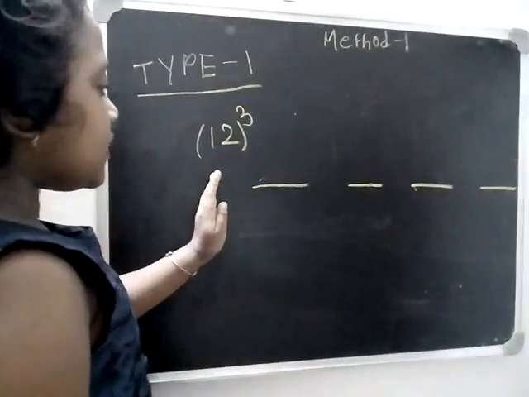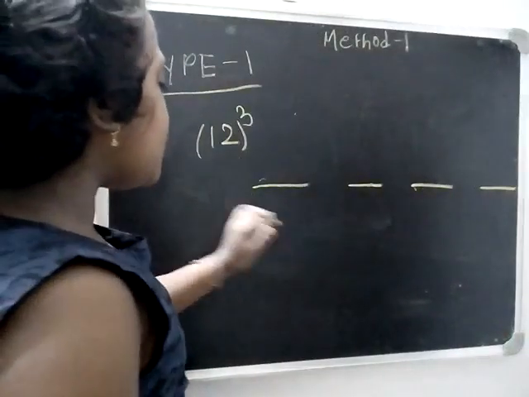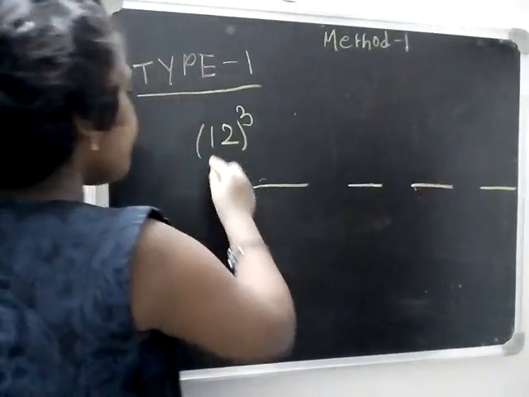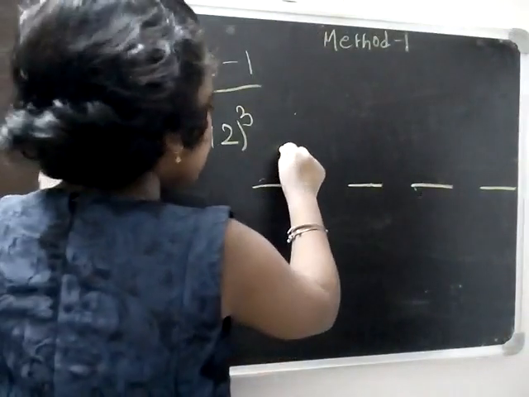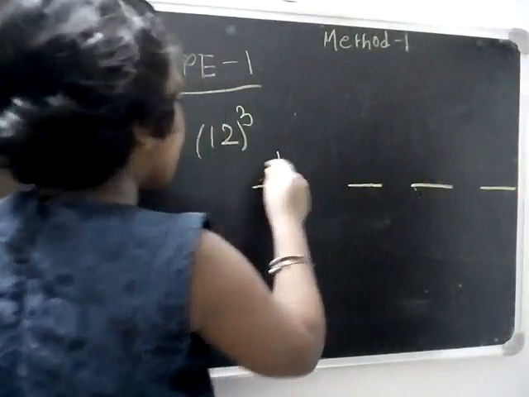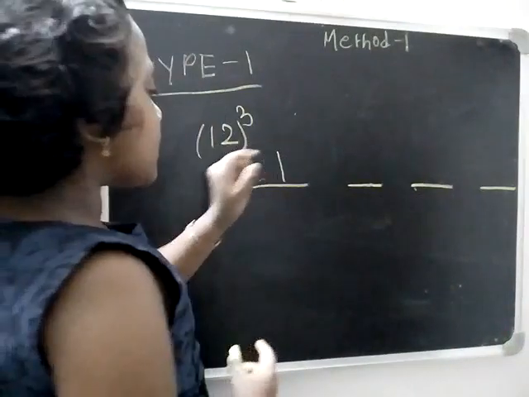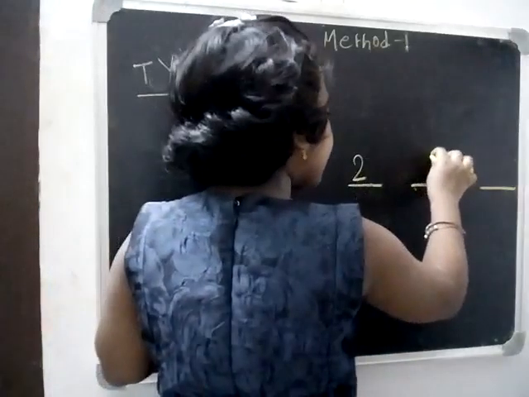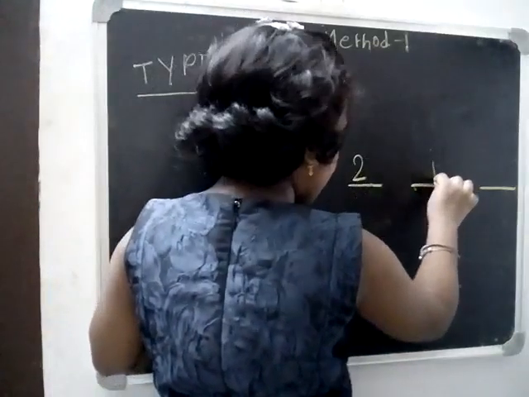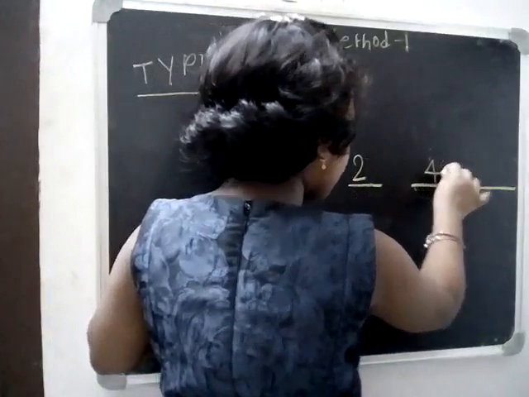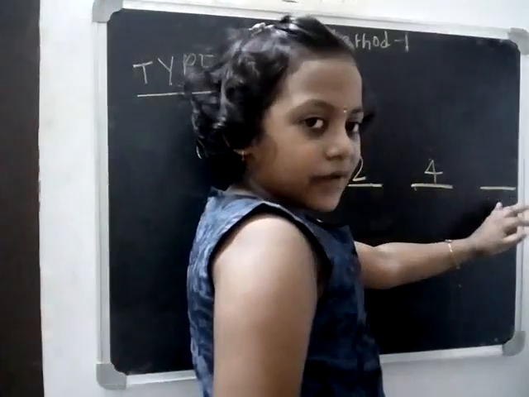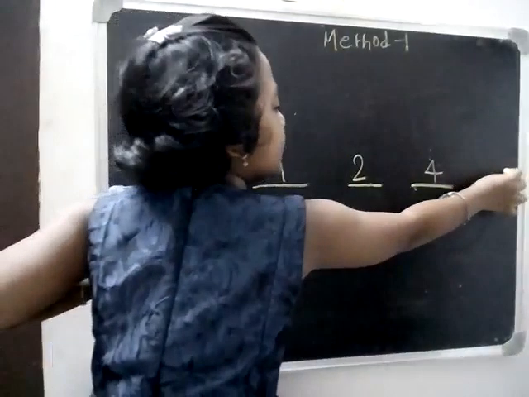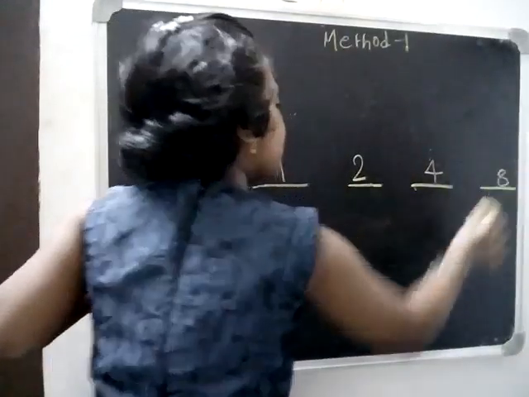Here we are starting solving from the left hand side. The first one, 1 cube, is 1. Next, after 1 the number is 2. In the next blank it's 2 square. In the last blank, it's 2 cube. 2 cube is 8.